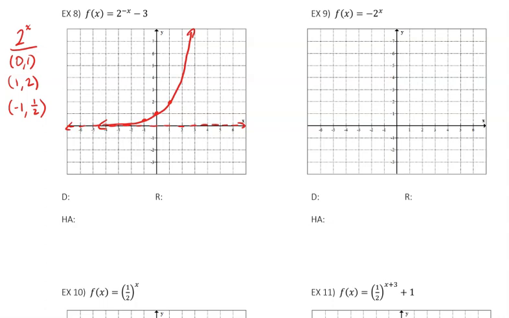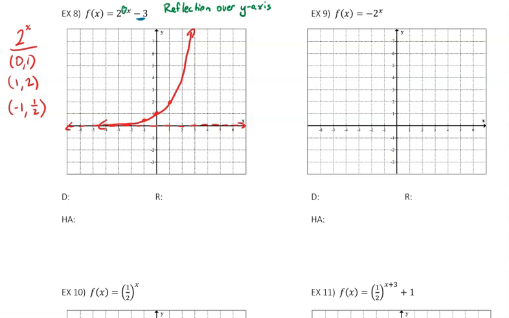All right, this time we have a couple different things that are being done to it. We have a negative with the x, and then we have a minus 3 at the end. So we're going to do this in a couple steps. So first off, the negative that's with the x, that's going to be a reflection. And in particular, since it's with x, that's going to be a reflection over the y-axis. So it's a left to right reflection.